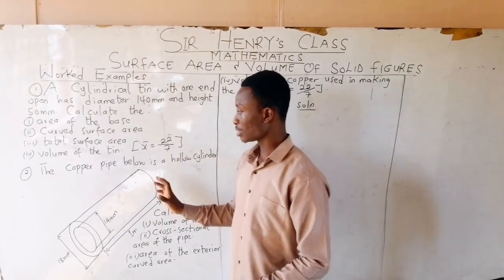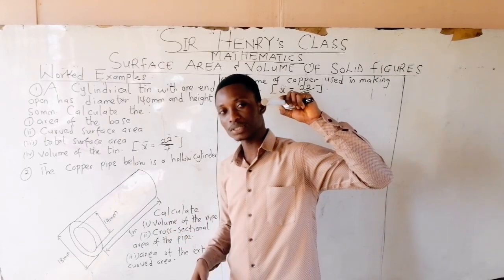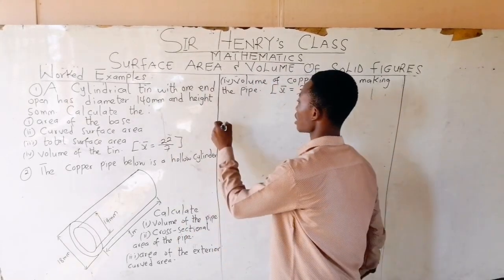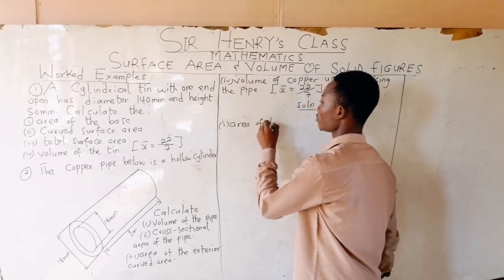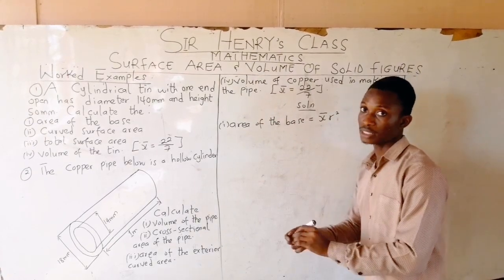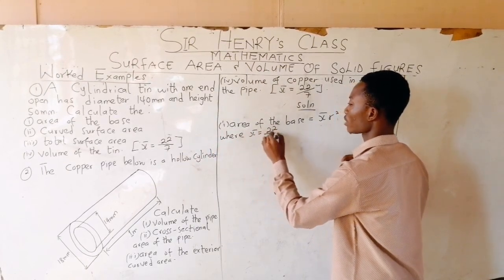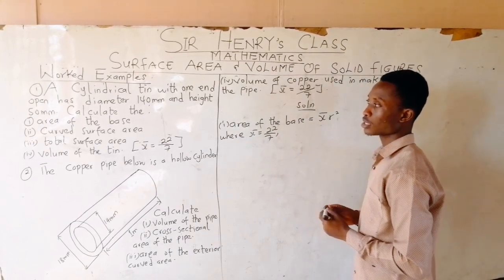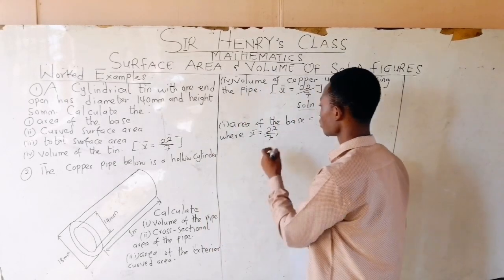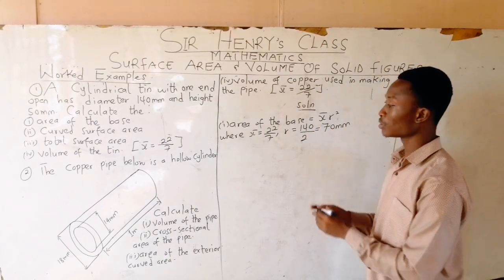So let's find the area of the base. Now consider the base of a cylinder. What shape is the base of a cylinder? It is always a circle. So they are basically asking us to find the area of a circle. The area of the base is equal to pi r squared. Pi in the question is given as 22 over 7. Now, the diameter is given, and the radius is obtained by dividing the diameter by 2. So we divide 140 by 2, and we get 70 millimeters for the radius.